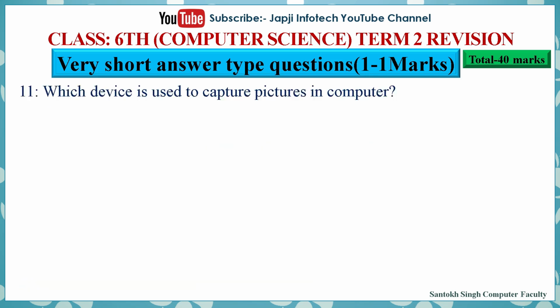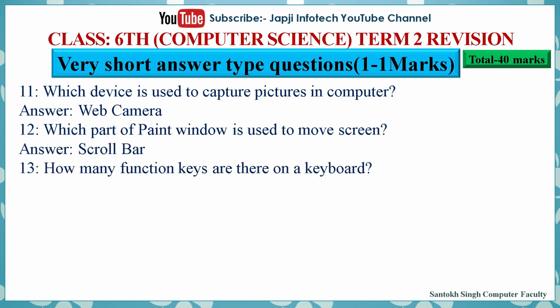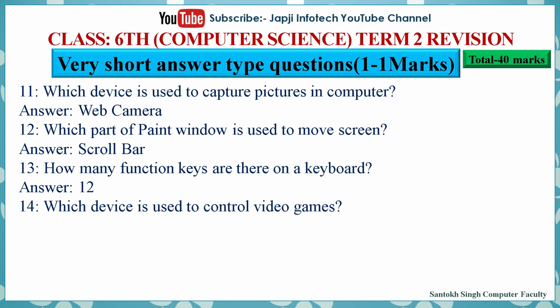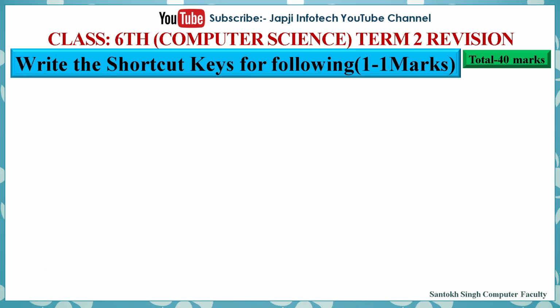And 11th one is which device is used to capture pictures in computer and the answer is web camera. And 12th one is which part of paint window is used to move screen and the answer is scroll bar. And 13th question is how many function keys are there on a keyboard and the answer is 12. And 14th question is which device is used to control video games and the answer is joystick. And 15th question is which keys are used to move cursor and the answer is arrow keys.